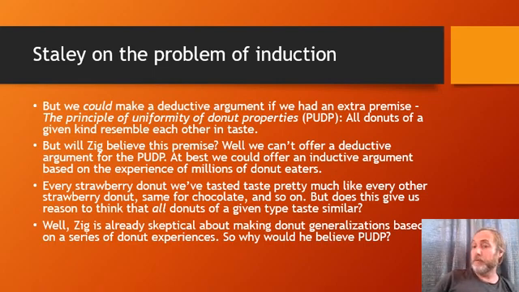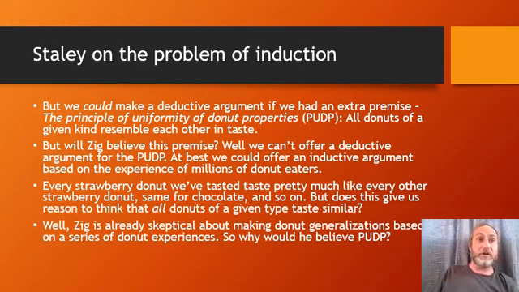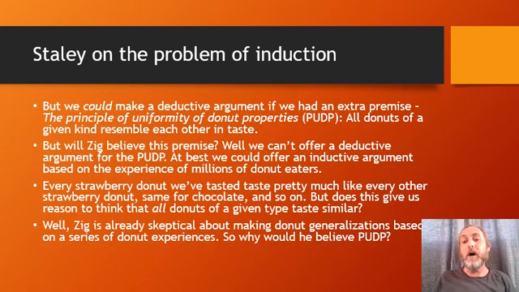One way you might think to approach it is to say, well, we could make this inductive argument into a deductive argument if we just had one extra premise. Let's call that premise the principle of uniformity of donut properties, PUDP. This says that all donuts of a given kind will resemble each other in taste. So all horseradish donuts will taste similar to each other, and all strawberry donuts will taste similar to each other. If we could assume that principle, then having tried 240 horseradish donuts, and in fact having tried one, we could assume that the next horseradish donut would taste like the other ones, disgusting, right?